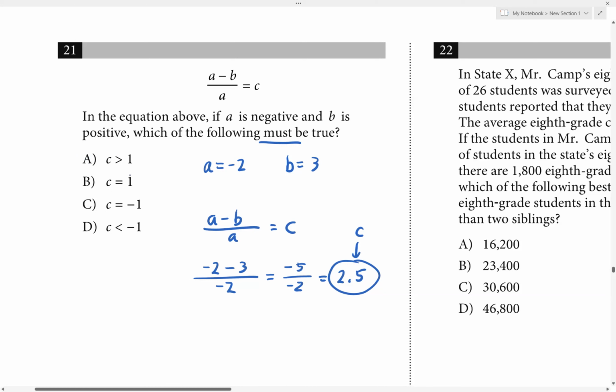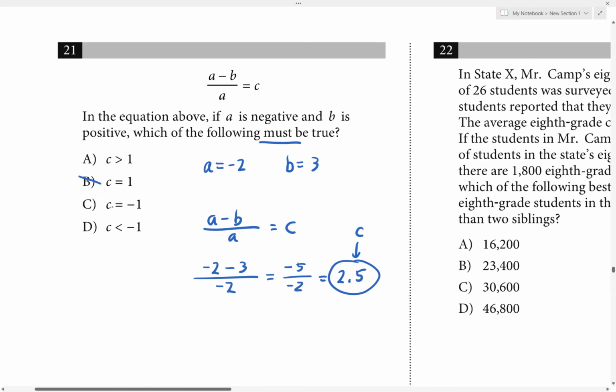So B says C is equal to 1. Does C have to equal 1? Well, no, right? We just saw C could be 2.5. So C doesn't have to equal 1, so B is incorrect. It says which one must be true. So C doesn't have to be equal to 1. C could be 1, but not always, right? We just proved it could be 2.5. So not B.